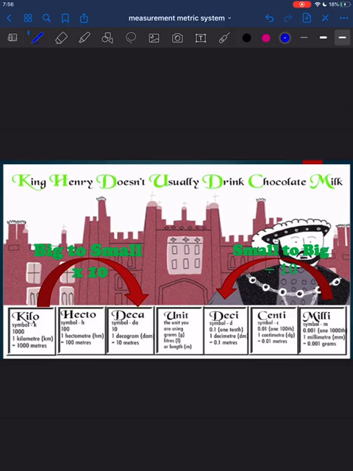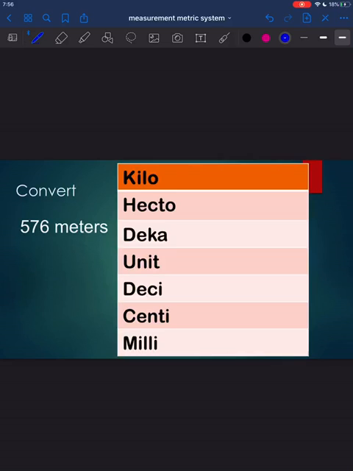Like I said before, when I'm going from big to small, I multiply by 10, and when I go from small to big, I divide by 10. The metric system is a little bit easier because it's only by 10, not by different numbers like the customary system. So from big to small, you're going to multiply. Small to big, you are going to divide.